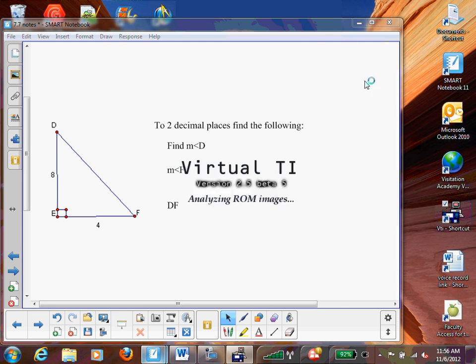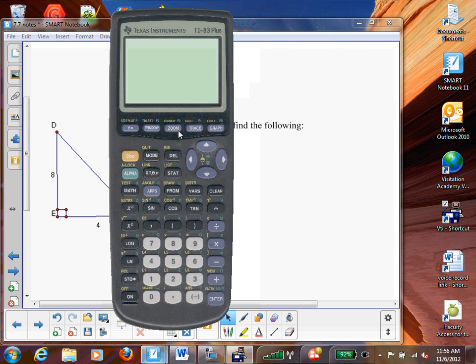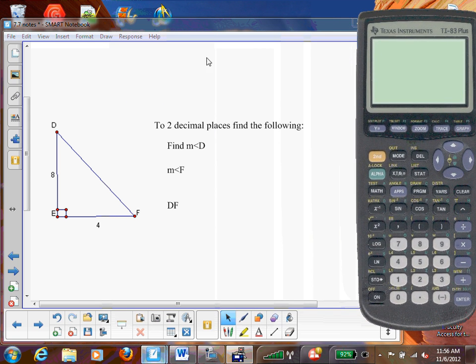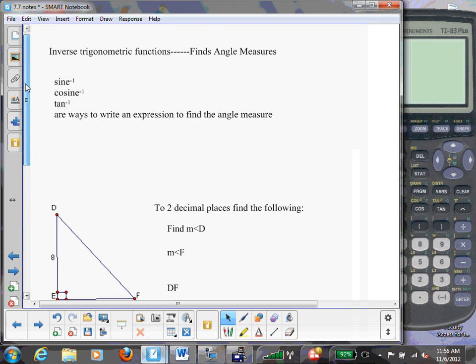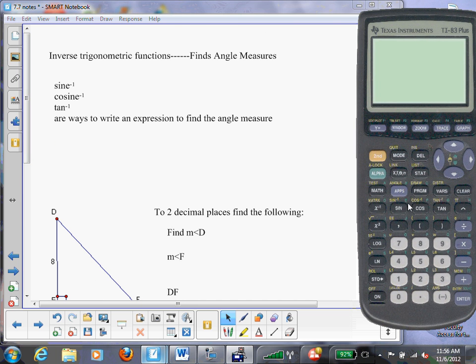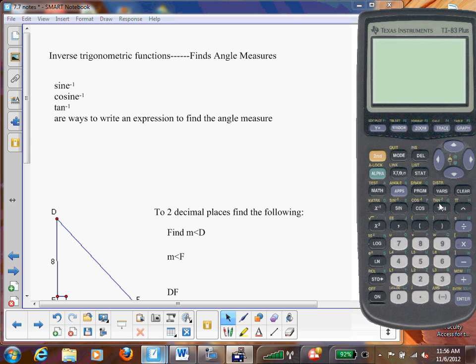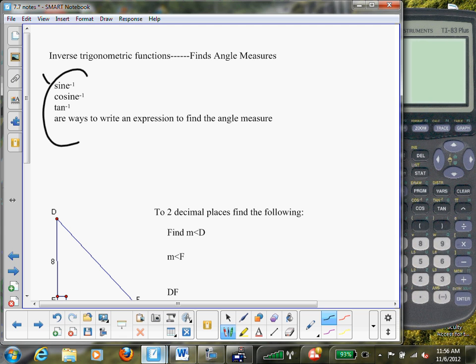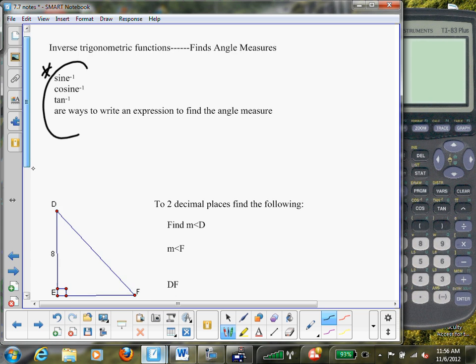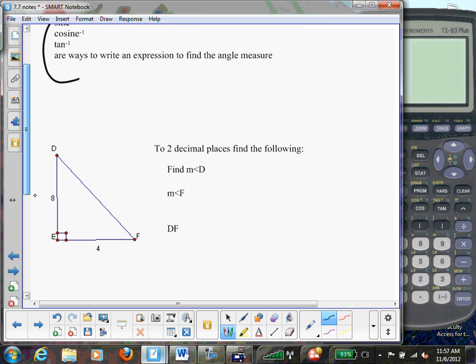Get your calculator out, and I want you to find your sine, cosine, and tangent buttons. Do you see above them the -1, -1, -1? Those are what you're going to use to work backwards to figure out your angle measures. Sine inverse, cosine inverse, and tangent inverse are ways to write an expression to find the angle measures. Go ahead and put this in your note cards. All of that can go into your note cards later on.